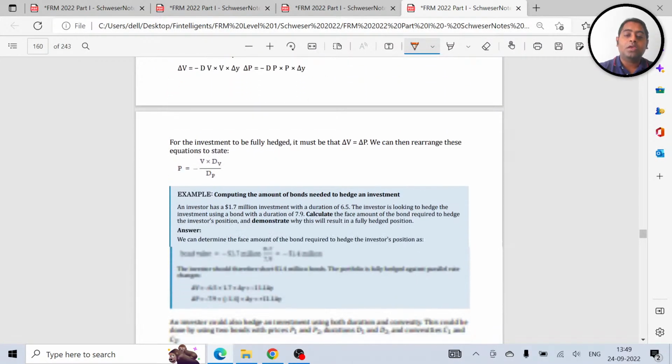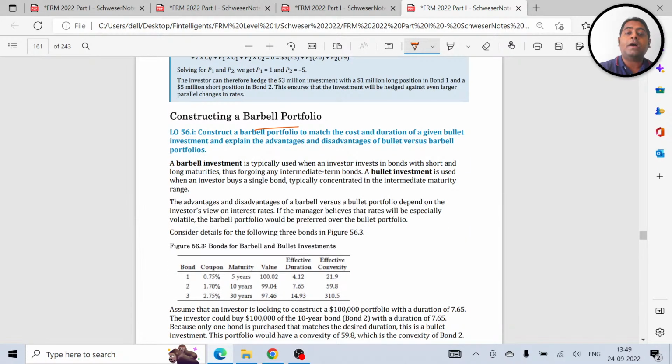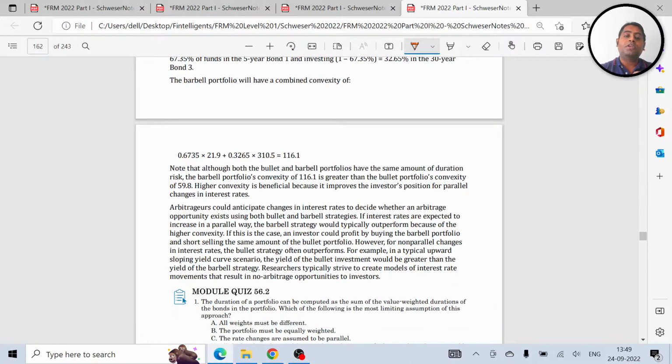Hedging is okay. Hedging is okay. I've not heard people doing it. Barbell portfolio. Double star, very, very important. And straightforward questions they ask, straightforward. Okay, no change. So you can utilize the logic if you're clear and you can easily get one question in. This barbell portfolio is tested heavily in the previous exams also.